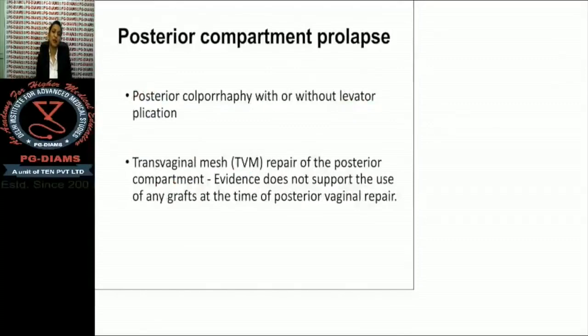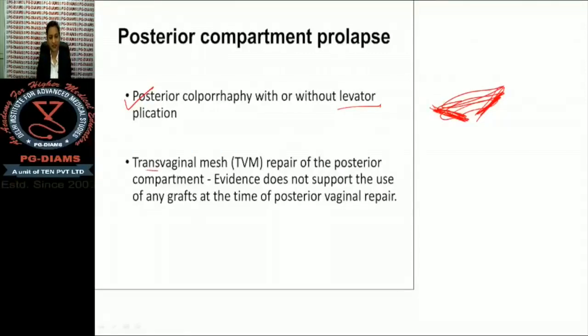For posterior compartment repair, the native tissue repair which we do is posterior colporrhaphy. You can do it with or without levator plication. Levator plication is suturing together of two sides of levator muscles, levator ani muscles. Like if you are operating on the perineum, these are the levator muscles of two sides. What we do is we take stitches across them so that they are approximated and strengthened a little. That is levator plication. This is native tissue repair.